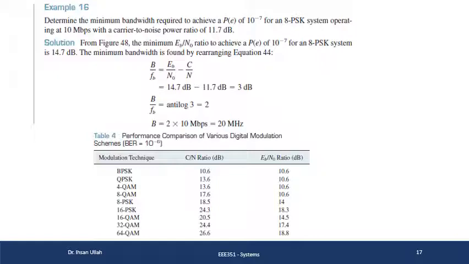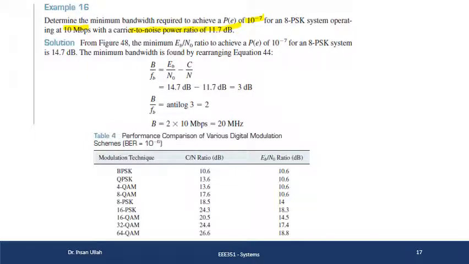So let's do an example. It says determine the minimum bandwidth required to achieve a probability of error 10 to power minus 7 for an 8 PSK system operating at 10 megabits per second. Fb, you have 10 megabits, probability of error 10 to power minus 7 with carrier to noise power ratio of 11.7 dB. Okay.